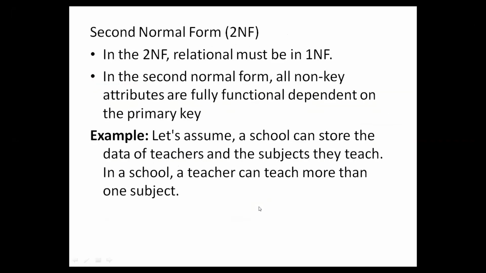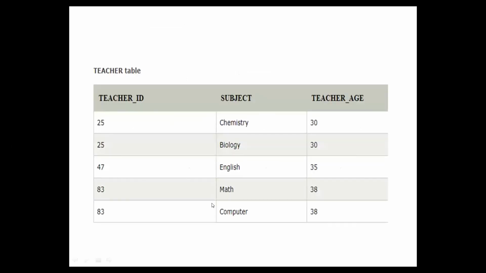So next is your second normal form. For a relation to be in second normal form, it should be in first normal form. And after that, in the second normal form, all your non-key attributes should be functionally dependent on the primary key. So we'll see this with an example. You will have a table school, and this stores the data of teachers and the subjects they teach, right? And remember, a teacher can teach more than one subject. So this is a teacher table, and it has teacher ID, subject and age of the teacher, right?